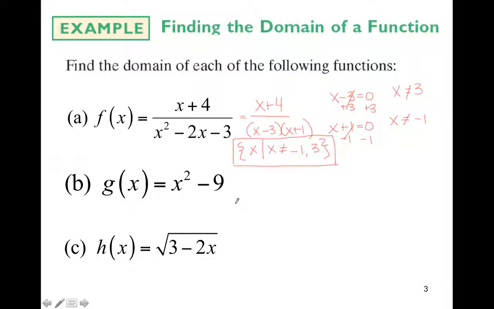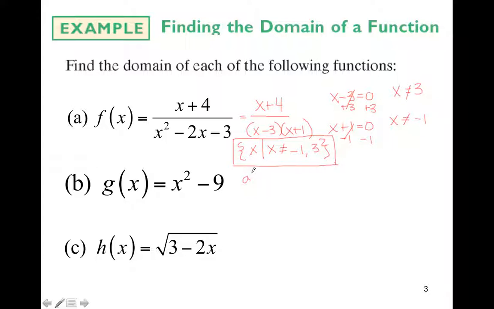Okay, check out the second one. Any x values that would not work here? Well, let's just think about what numbers we could plug in. If we plug in a positive number and square it and subtract 9, no problem. If we plug in 0 and square it and subtract 9, no problem. If we plug in a negative number and square it, that would give us a positive and then subtract 9. Again, no problem. So there's nothing here that's going to cause a problem, so this would just be all real numbers for our domain.